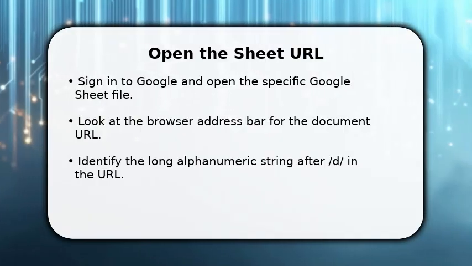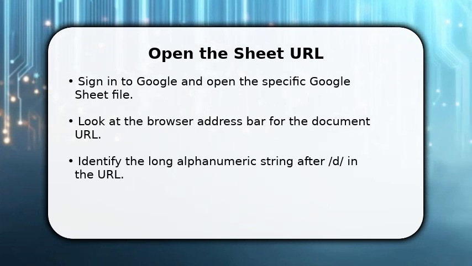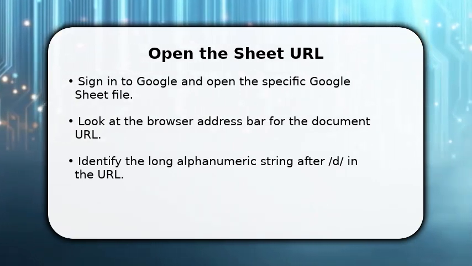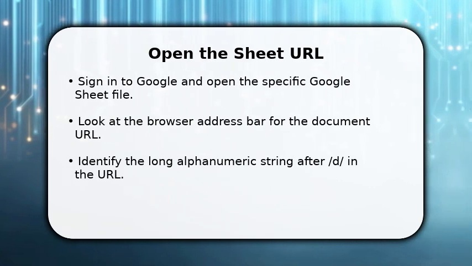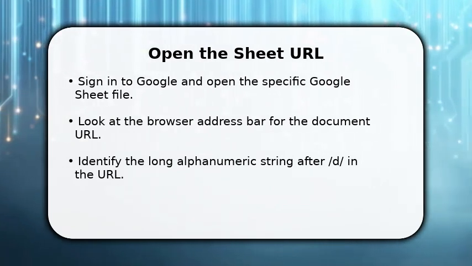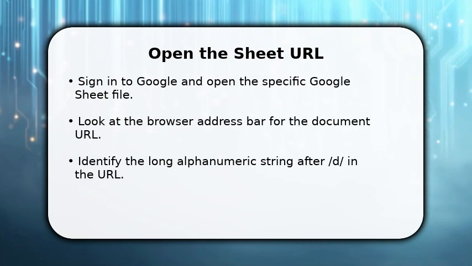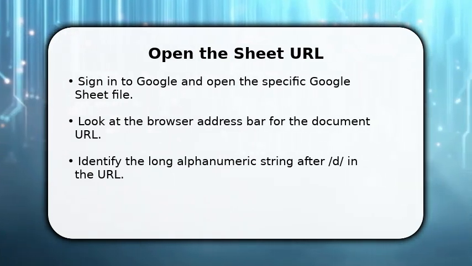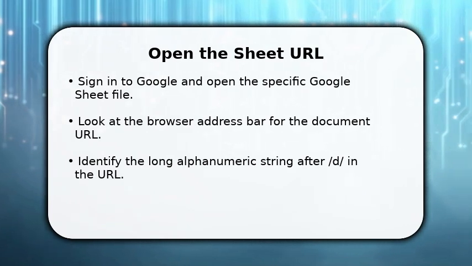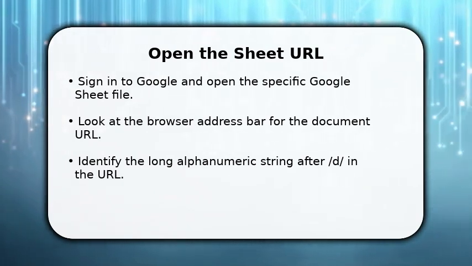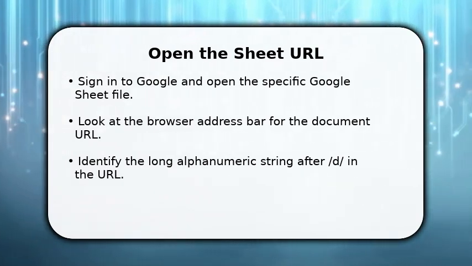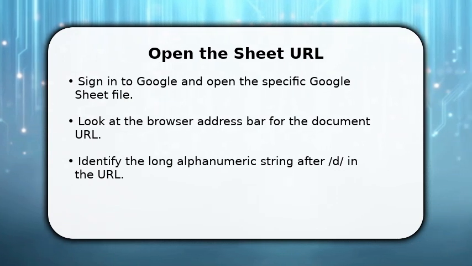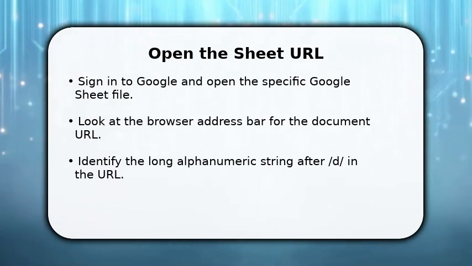You start by opening the exact Google Sheet you need. Once the sheet is loaded, focus on the browser address bar. That URL holds the ID. You want the segment that appears after /d/ and before /edit or the next slash. Copy that alphanumeric string. It's the sheet ID used by APIs and sharing links. Make sure you copied only the characters between the slashes and not extra punctuation or parameters that follow.